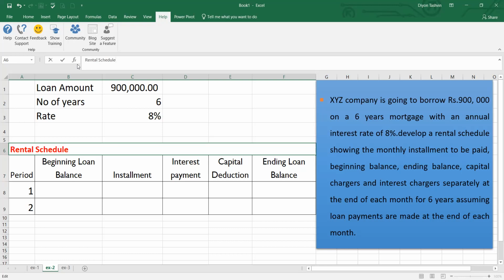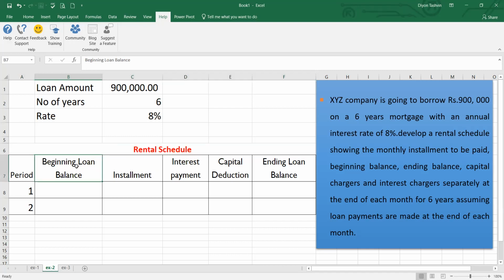Depending on the question, we have to change our answer. Right? So the rental schedule, it's almost the same as the loan amortization schedule. Showing the monthly installment, beginning balance, ending balance, capital charges. Earlier we were familiar with capital deduction. Now it's capital charges. So we can keep it as capital deduction or we can replace it by just capital itself. And interest charges. So I'm going to keep the interest only.